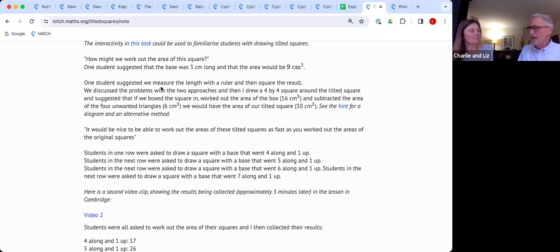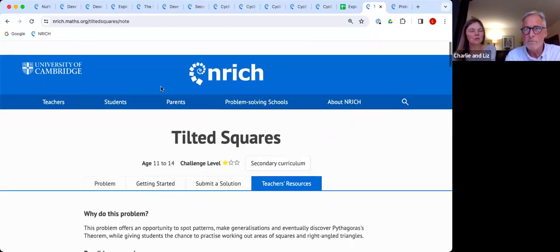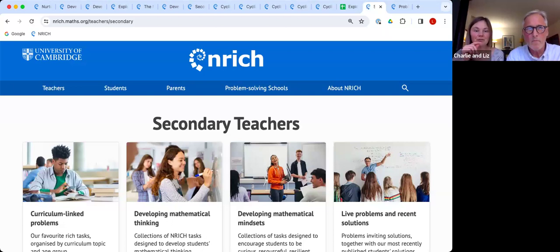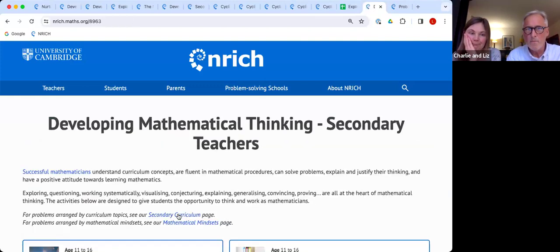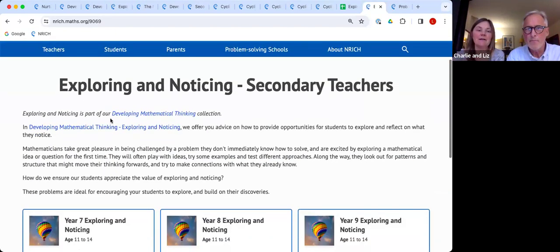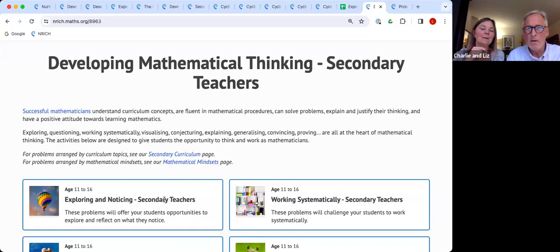Exactly. And I think what we'd like to do now is just to remind you where you can find our guidance on the website. So we're back now to the secondary teacher landing page, and Charlie explained that one way to find it is by going to the developing mathematical thinking section. And then if we scroll down, exploring and noticing, and there's a link to the guidance up here. I think it was the link below, but never mind.